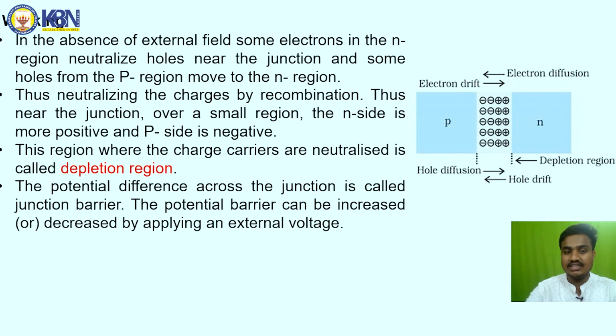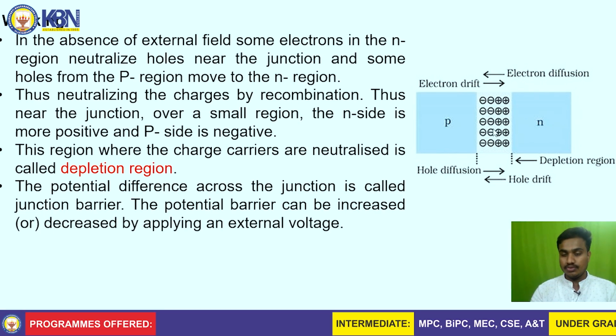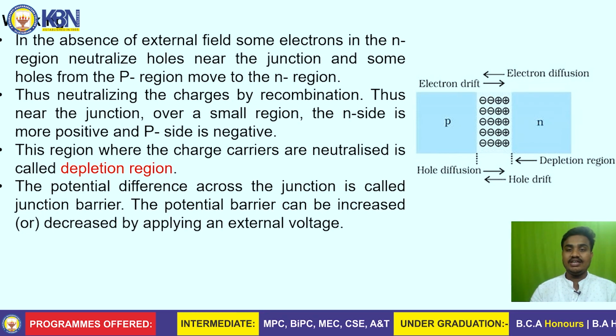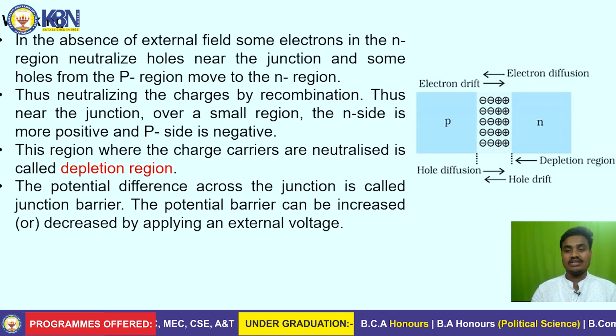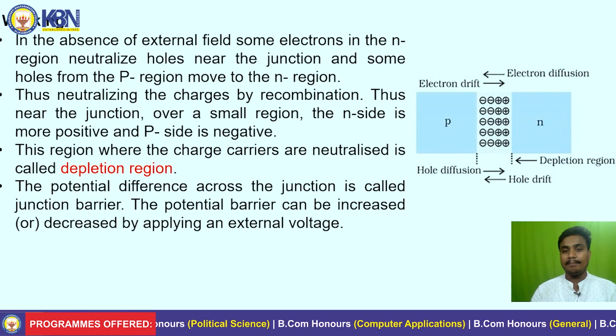Thus, near the junction, in a small region, the N side is more positive. Here you can have more holes towards the N side and more electrons towards the P side. This region where the charge carriers are neutralized is called the depletion region. The potential difference across the junction is called the junction barrier, or we can say the potential barrier. The potential barrier can be increased or decreased by applying some external voltage. All this happens in the absence of an electric field.